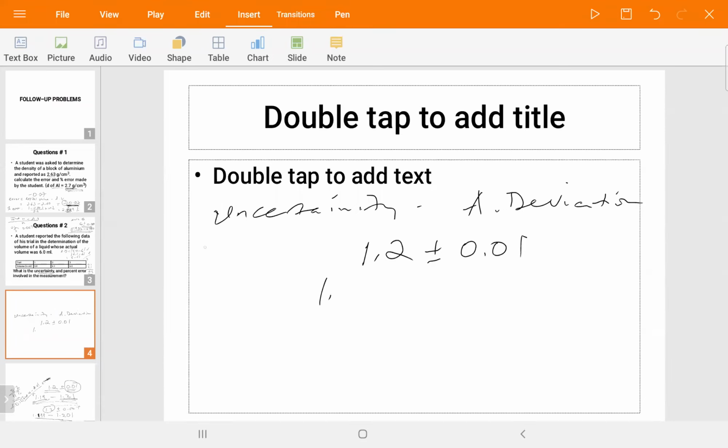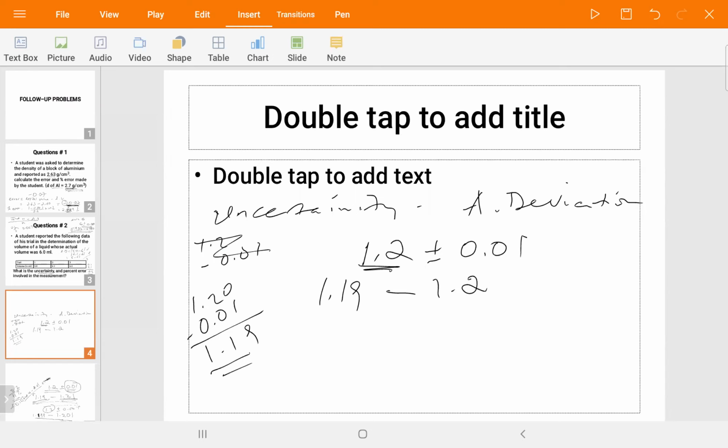So what does this mean? This plus or minus means 1.2 minus 0.01. Let me write it properly: 1.2 minus 0.01 is 1.19, and adding 0.01 it will be 1.21. So what does it mean? If somebody measures the object under the same condition, we can be certain that your measurement would lie between these 2 values, any value between these 2.